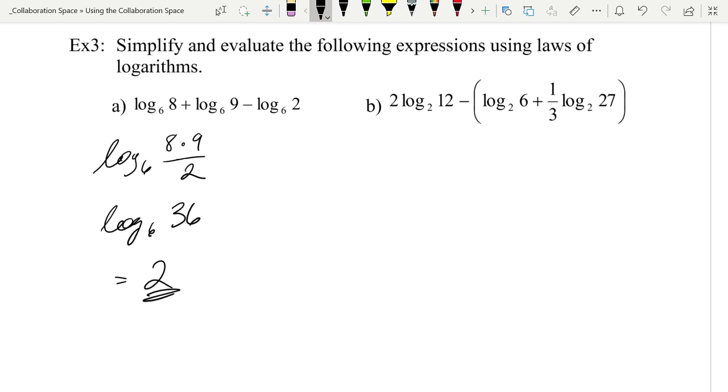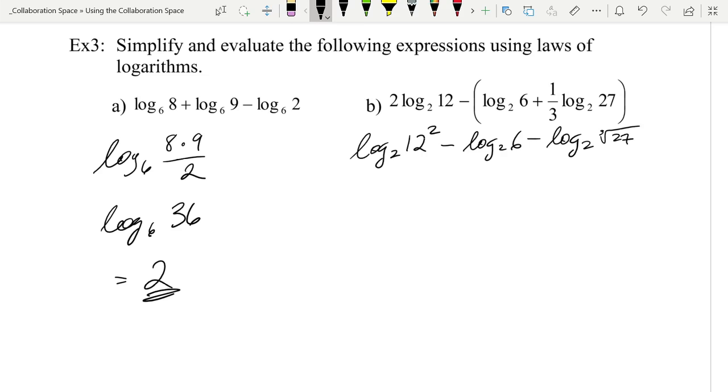All right, the second one's a little more work. First thing I'm going to do is turn this 2 at the very beginning from a coefficient into an exponent. So this is log to the base 2 of 12 squared. Minus, I'm going to distribute the minus. So that's log to the base 2 of 6 plus log, oh, sorry. Minus log to the base 2 of 27 to the power of 1/3. Let's just make that a radical. Cube root of 27.